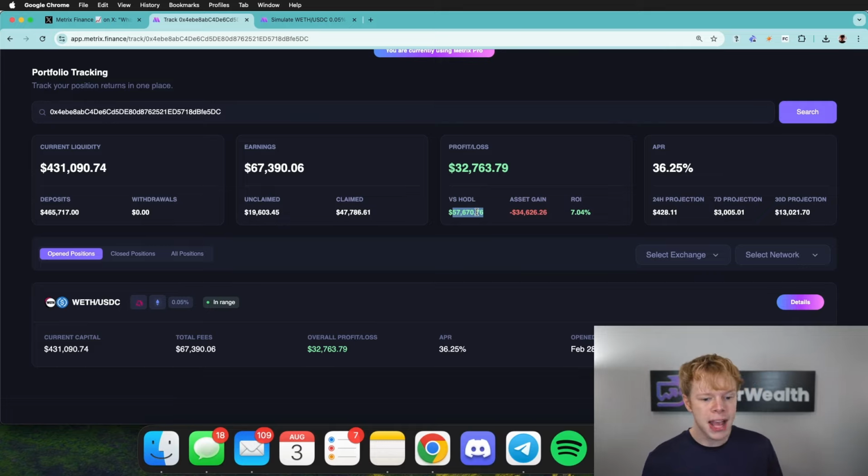And funny enough, their assets are actually down $34,000. So that means that they have enough earnings to not only beat the divergence loss, but they also have enough earnings to combat all of this asset depreciation right here. They're at a 7% overall profit when you look at this $33,000 across their $431,000 of liquidity. They're printing a 36% APR, which isn't super pretty, but at the same time, this strategy has been proven to work, and they're expected to make roughly $430 per day. That's $3,000 every week and roughly $13,000 every month.